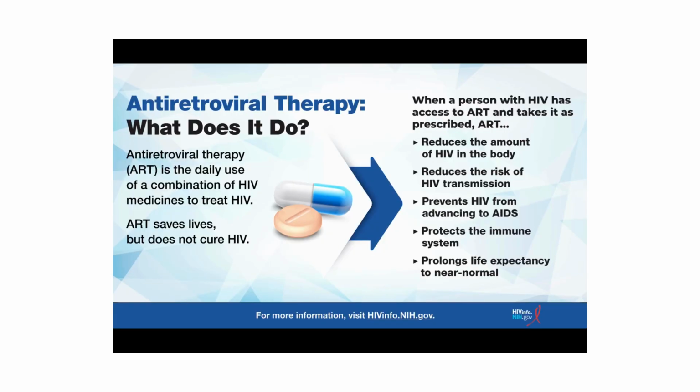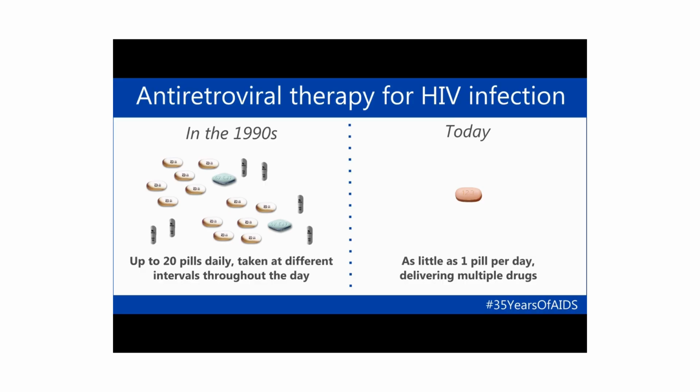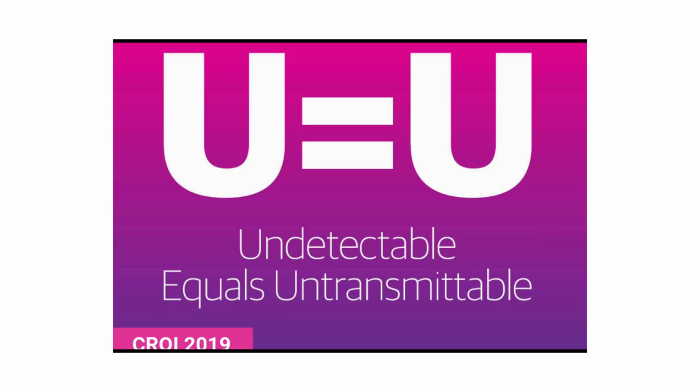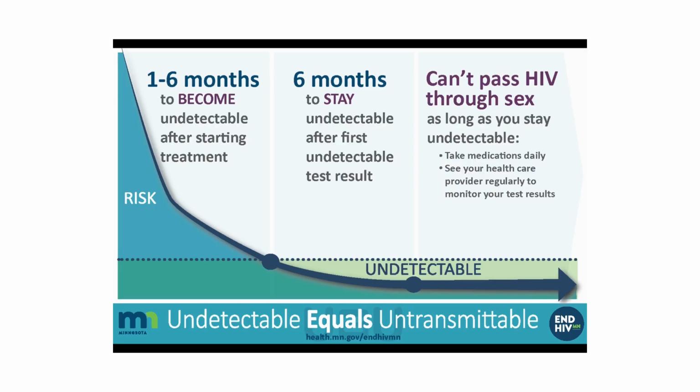ART is a combination of medicines that suppress HIV. It prevents the virus from multiplying and lowers the viral load. With proper treatment, HIV can become undetectable and untransmittable. ART does not cure HIV, but it allows people to live normal lifespans. If someone's viral load is undetectable with treatment, they cannot transmit HIV through sex. This idea is supported by science and reduces stigma.